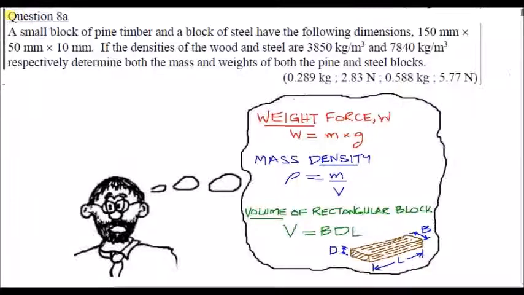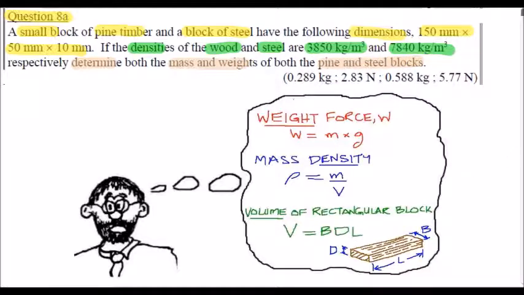So in question 8, we're given a small block of pine timber and a block of steel. They've got the same dimensions, 150 millimeters by 50 millimeters by 10 millimeters. And we're given the densities of the wood, the timber, and the steel, 3,850 kilograms per meter cubed for the timber and 7,840 kilograms per meter cubed for the steel. We have to determine both the mass and the weights of the pine and the steel blocks.